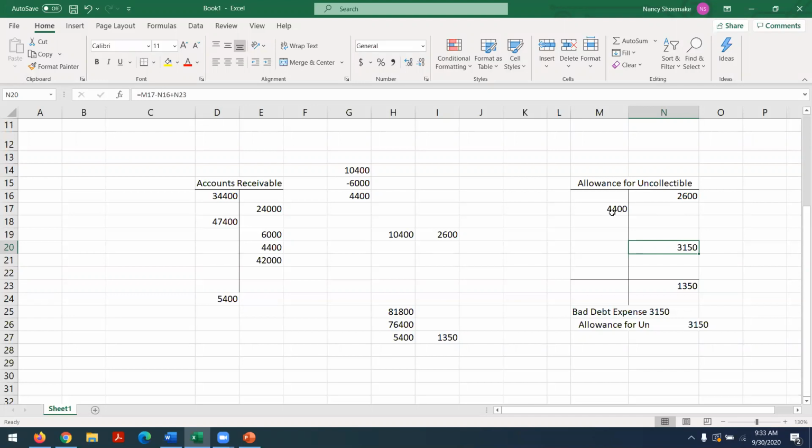So for this year, if we think we're going to have bad debts of $1,350, we also need to take into account the bad debts we wrote off the year before, but have not accounted for yet, which is why we have to credit. We debit our bad debt expense of $3,150. We credit our allowance for uncollectibles of $3,150. Does that make sense?